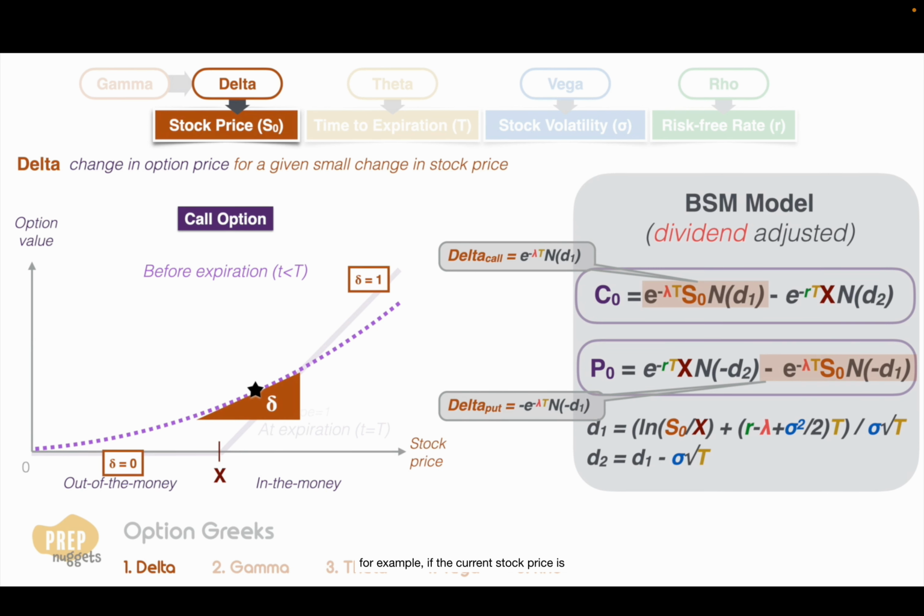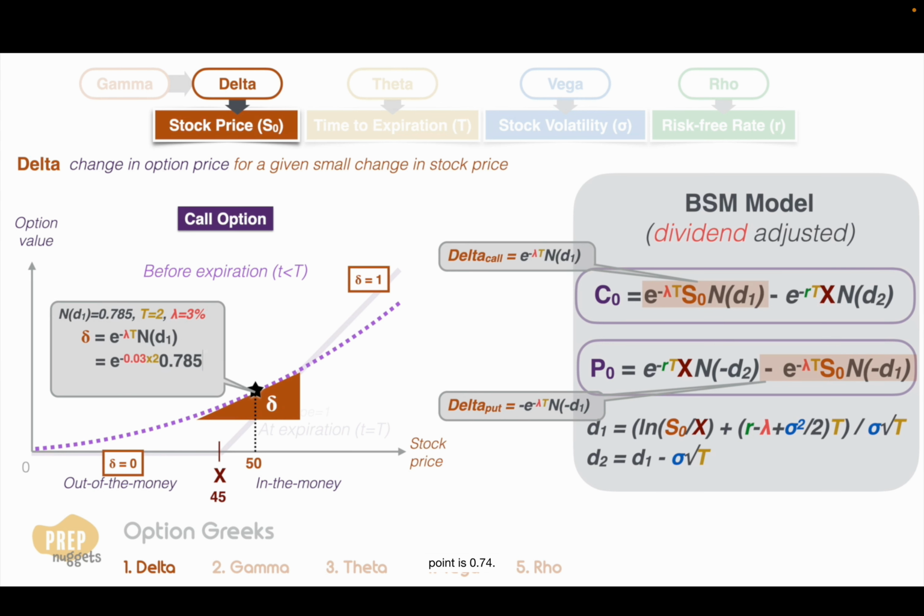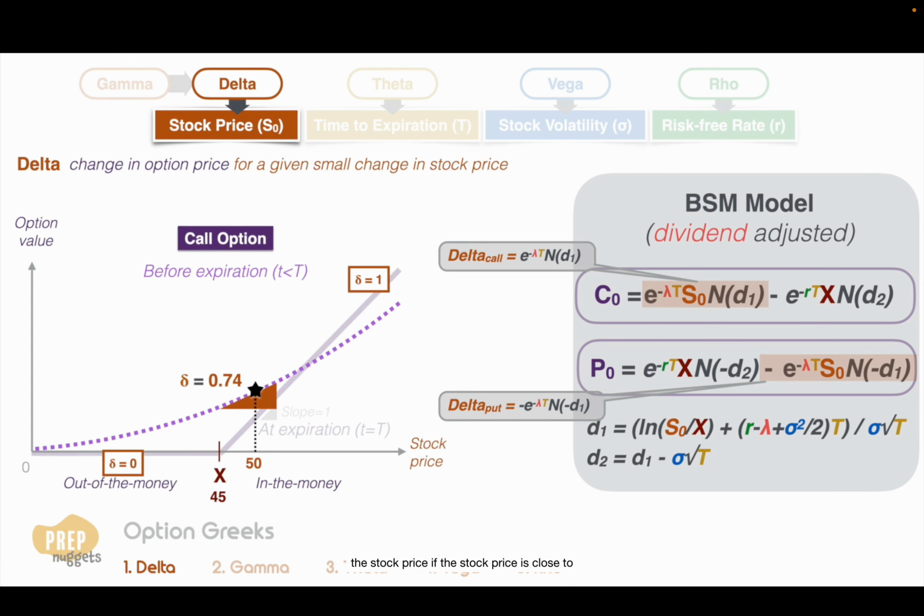So, for example, if the current stock price is $50 and the exercise price is $45, N(d1) is 0.785, there are 2 years to expiration, and the dividend rate is 3%, the delta at this point is 0.74. This means that if the price increases by $1 from this point, the call value should increase by 74 cents. So, as you can see, the delta will vary according to the stock price.